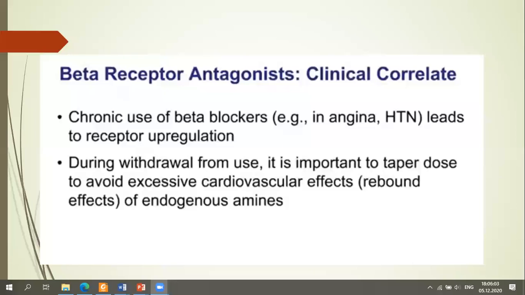Beta receptor antagonists, clinical correlate: chronic use of beta blockers, like in angina and hypertension, leads to receptor upregulation. About the receptor upregulation, this is the condition where there will be really high amounts of receptors located in the cell too. During withdrawal from use, it is important to taper the dose to avoid excessive cardiovascular effects, rebound effects of endogenous amines.